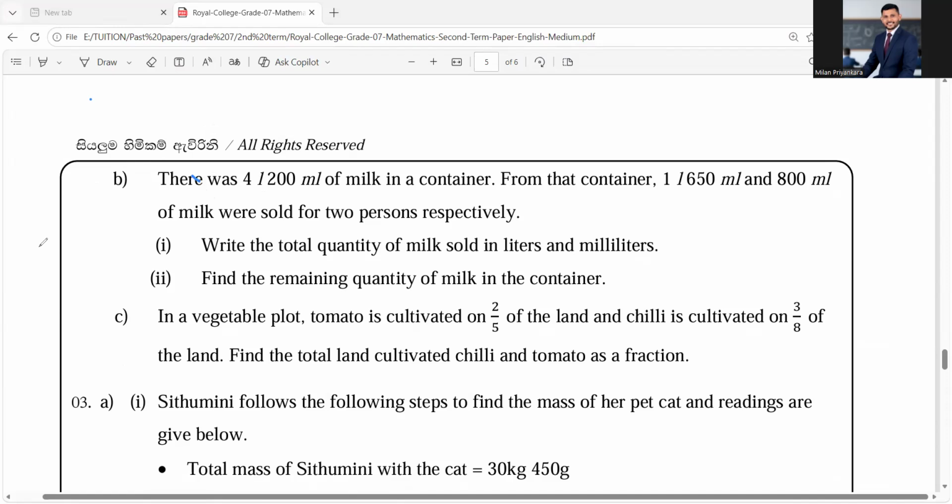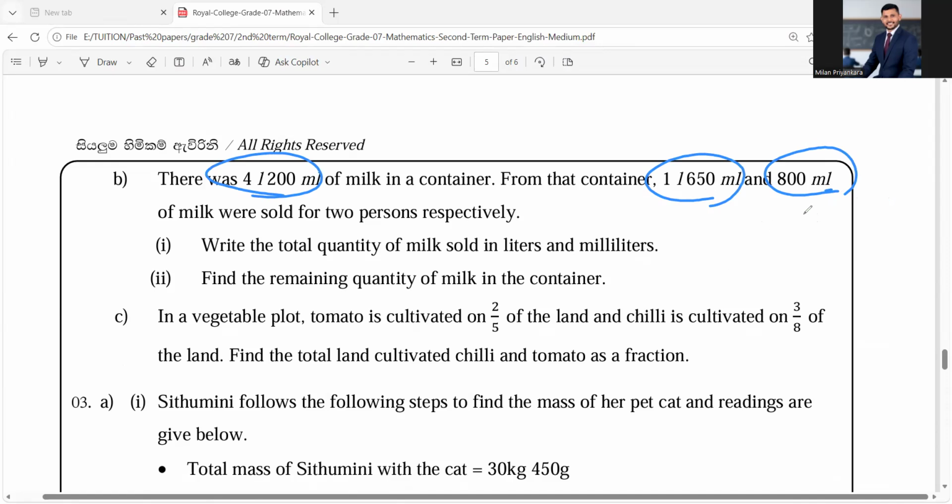Okay, now let's go to this part B. There was 4 liters 1 milliliter of milk in a container. From that container, 1 liter 650 milliliters and 800 milliliters of milk were sold to 2 persons respectively. That means this much was in the container and this much was sold to one person, and this 800 milliliters was sold to another person, right? Write the total quantity of milk sold in liters and milliliters.